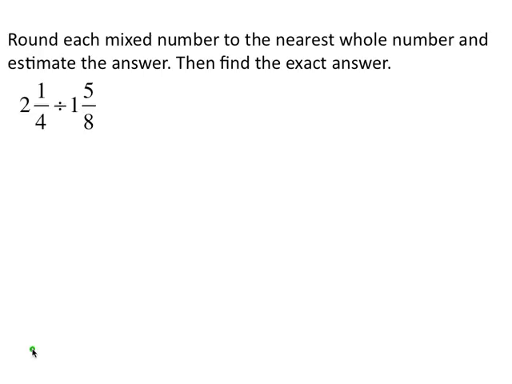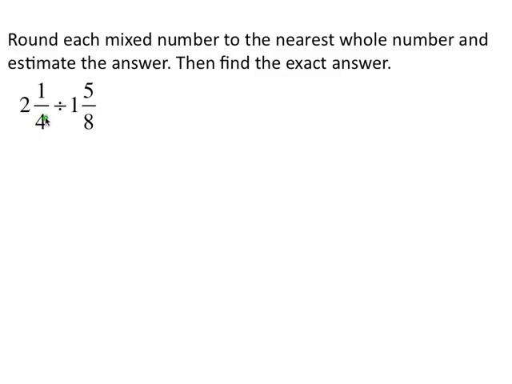Okay, we're supposed to take these two mixed numbers, round them to the nearest whole number to estimate our answer, and then we'll get the exact answer. So for an estimate, we know this is close to 2. We want to see, is it closer to 2 or maybe it's closer to 3?